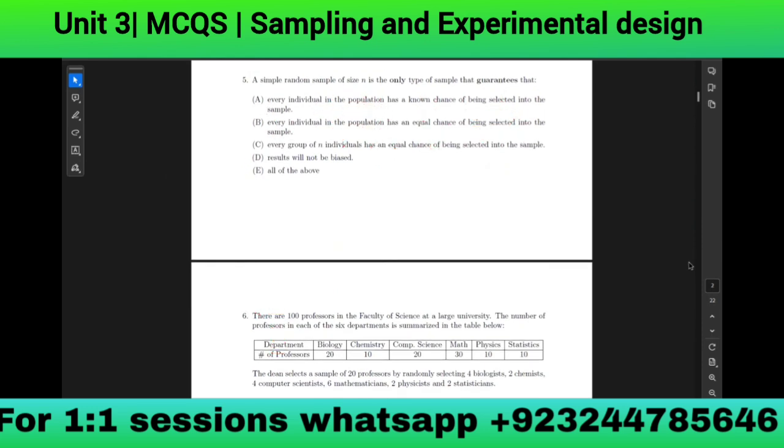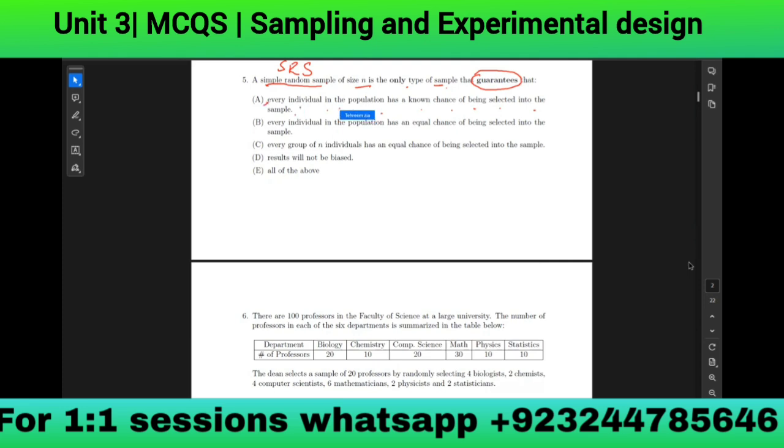A simple random sample of size N is the only type of sample that guarantees that. Now, the simple random sample is called SRS. The size of the sample is N, and it is the only type of sample that guarantees one thing. Which thing does this sampling guarantee? Now we are going to study this. Option A: every individual in the population has a known chance of being selected into the sample.